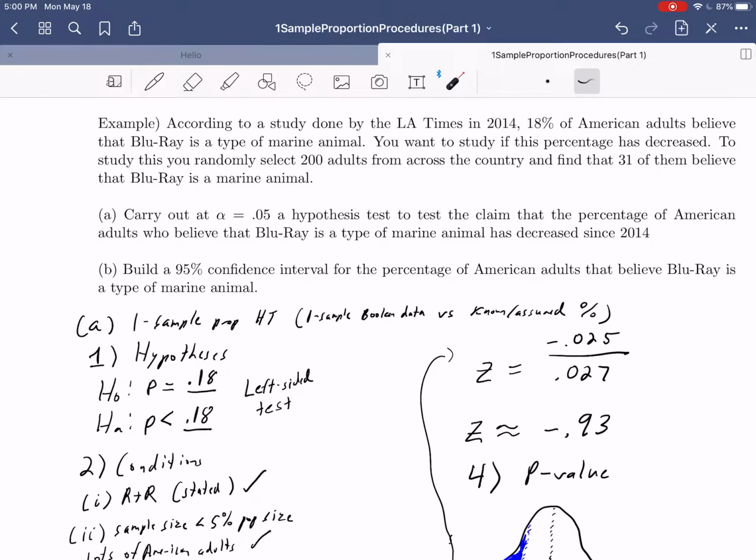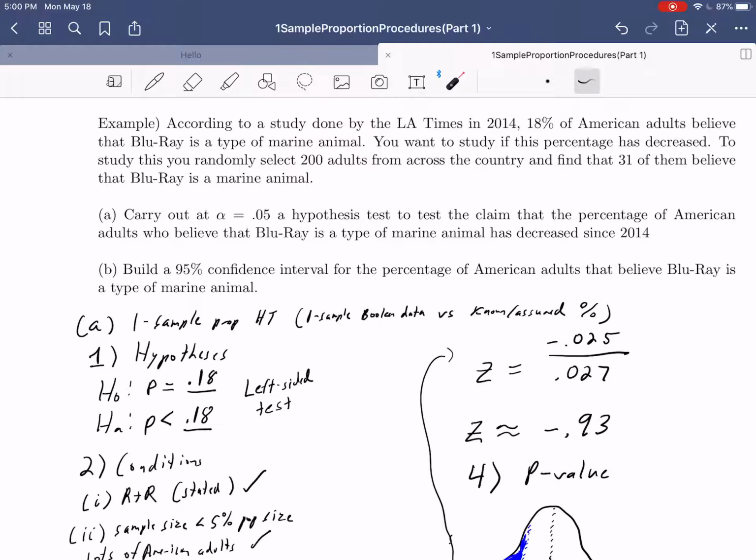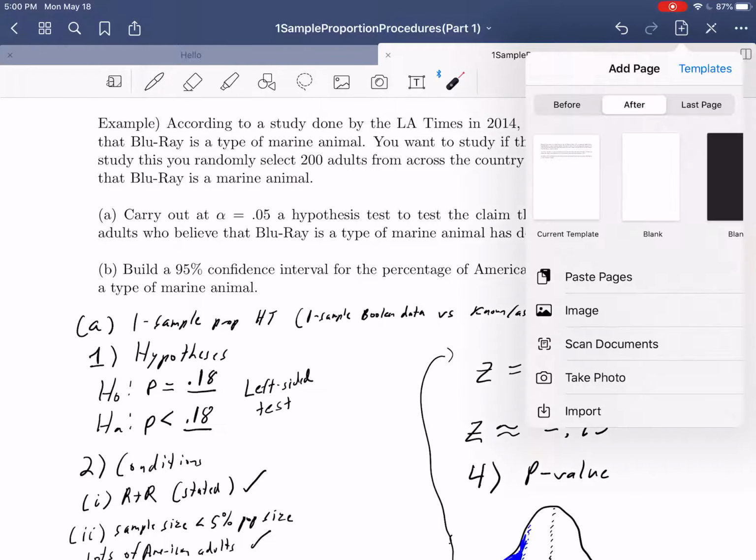All right, let's go ahead and try the other procedure we talked about. Let's build a confidence interval for the percentage of American adults that believe Blu-ray is a marine animal. So we're going to use our data here to sort of construct a range of believable percentages. And we expect 18% to be in that range since we were unable to throw out the null hypothesis of 18%. But let's go ahead and build that confidence interval.